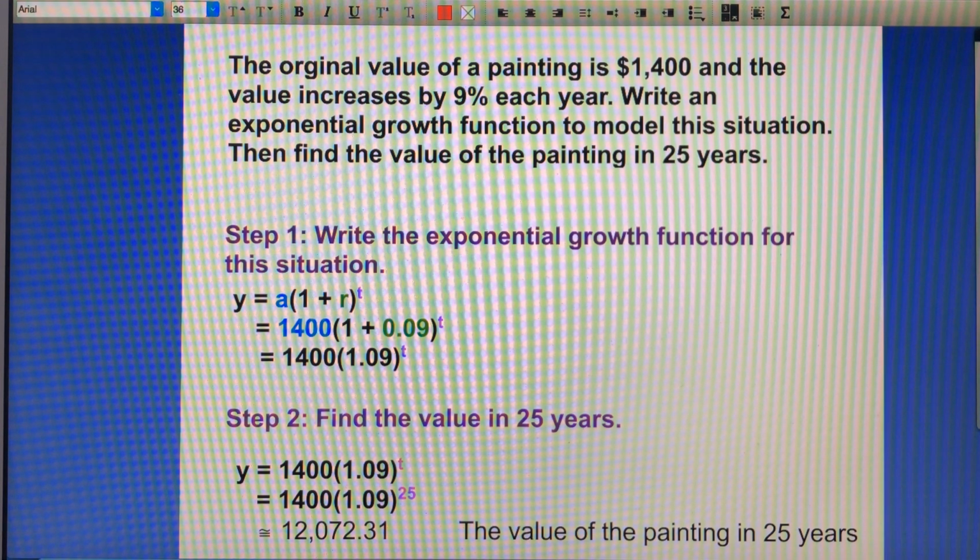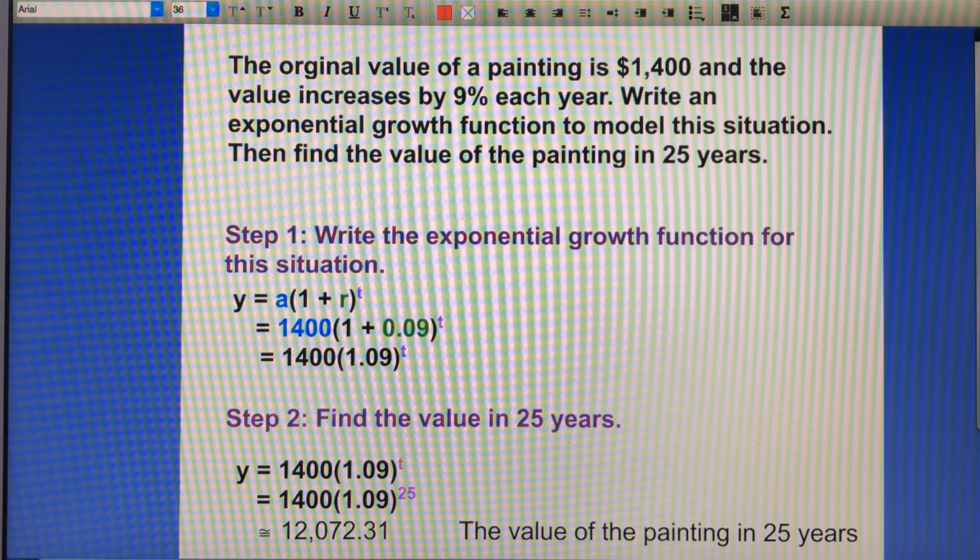Write the exponential growth function for this situation. All right, y equals a times (1 plus r) to the t power. a is 1,400. R, your rate, increases 9% each year, 0.09 plus 1. So I have 1,400 times 1.09 to the t power.